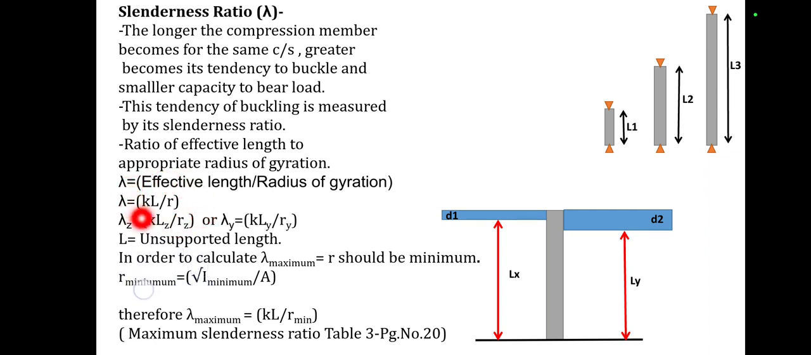It is given by the formula KL upon r minimum, where r minimum is taken from the steel table, and KL is calculated as shown in the previous slide. L is the unsupported length, and in order to calculate lambda maximum, r should be taken as minimum. Therefore, the lambda maximum formula is modified as lambda maximum equals KL upon r minimum, and r minimum equals the square root of I by A. For the maximum slenderness ratio, refer to Table 3, page number 20 of IS 800:2007.